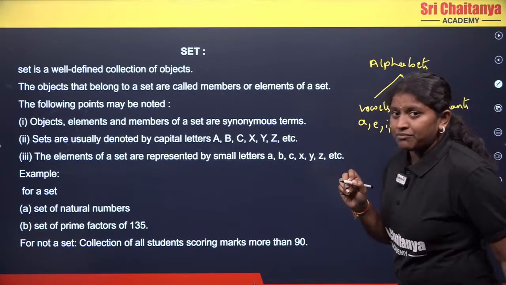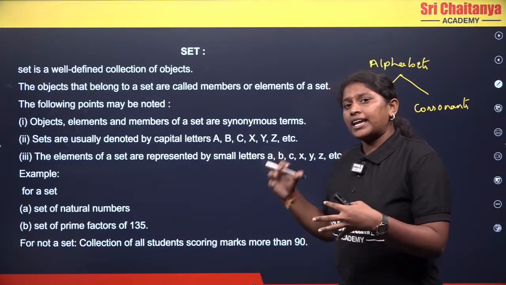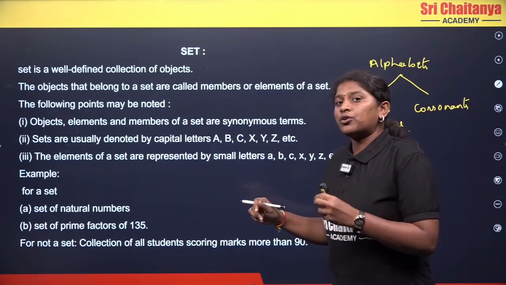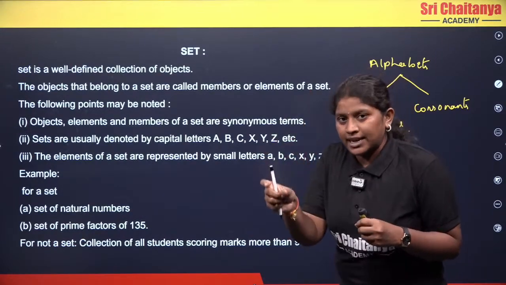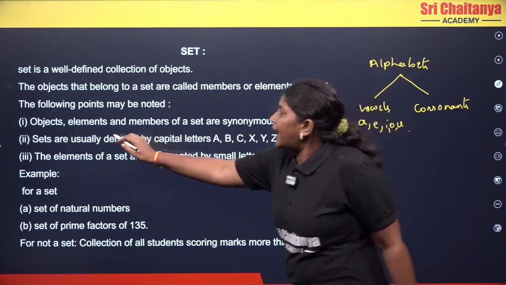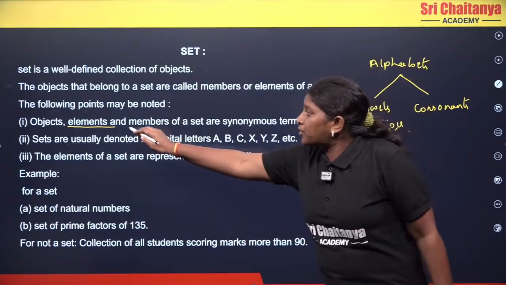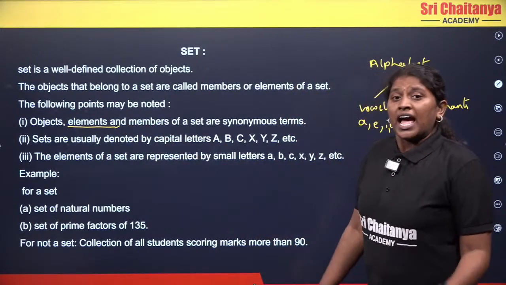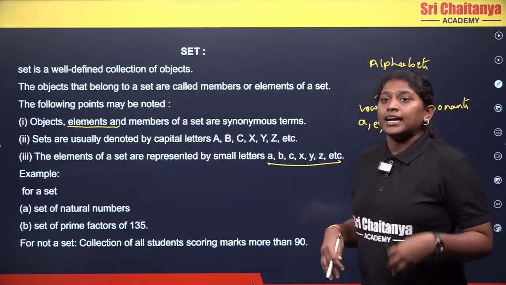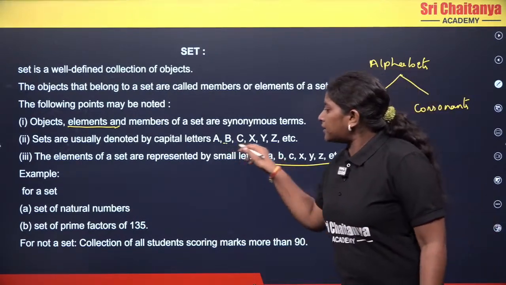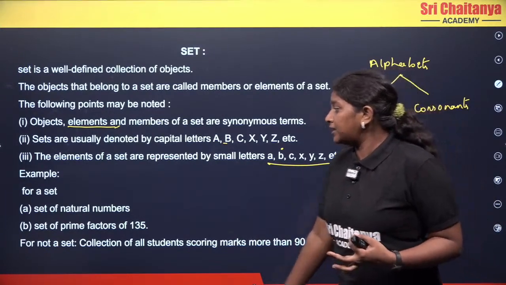In the same way, any collection of well-defined objects we are going to call a set. Whatever objects we have in the sets are called the elements. The elements in the sets are usually represented by small letters and the sets are represented by capital letters.